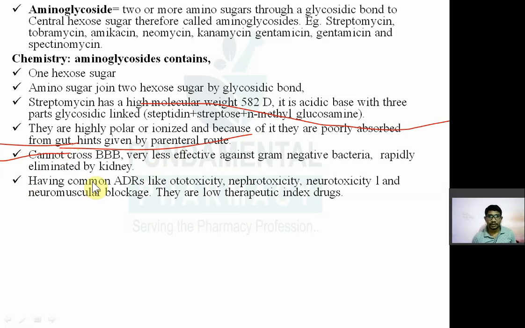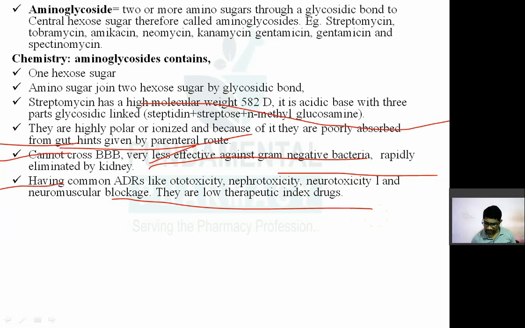They are highly effective against, look here a little, where less is written, actually it's strong. They are very effective against gram-negative bacteria, rapidly eliminated by kidney, and have common adverse drug reactions like ototoxicity, nephrotoxicity, neurotoxicity. All of them are narrow therapeutic index drugs. And development of resistance to aminoglycosides is very quick; bacteria will quickly develop resistance against them.